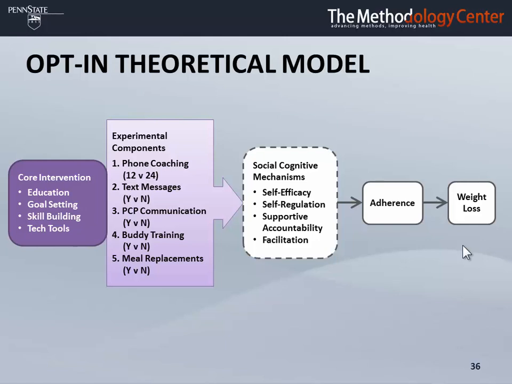And we have these 5 intervention components that we're looking at. Phone coaching, people could have 12 or 24 sessions. Text messages, people either got them or not. Communication with the primary care physician, either that happened or not. Buddy training, everyone has a buddy. But the question is whether the buddy gets special training or not, and how to be a good buddy. That's about the supportive accountability thing. And then meal replacements, whether meal replacements are recommended, and they're coached on using meal replacements or not.